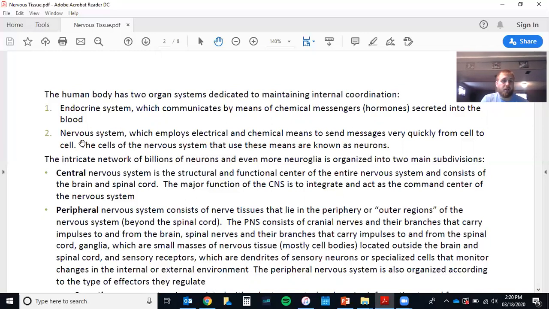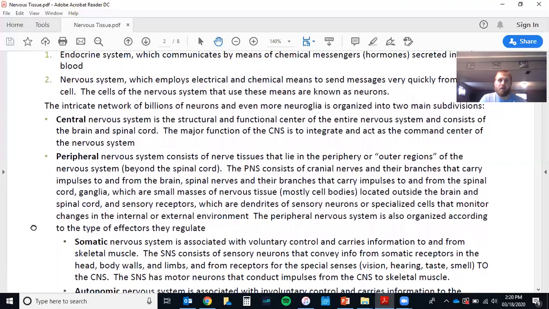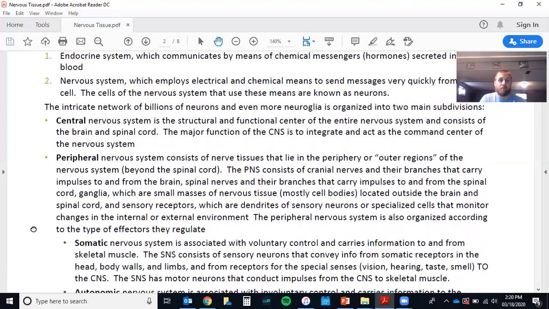What we'll be talking about for this lecture, the next lecture, and the next 2 after that, so 4 in a row, will be the nervous system, which employs electrical and chemical means. Electrical means being action potentials and nerve impulses. Chemical means being what we call neurotransmitters, which send messages very quickly from cell to cell. The cells in the nervous system that use these means are known as neurons. We've already talked quite a bit about those, the different types, but we'll talk more about those on the next couple slides.